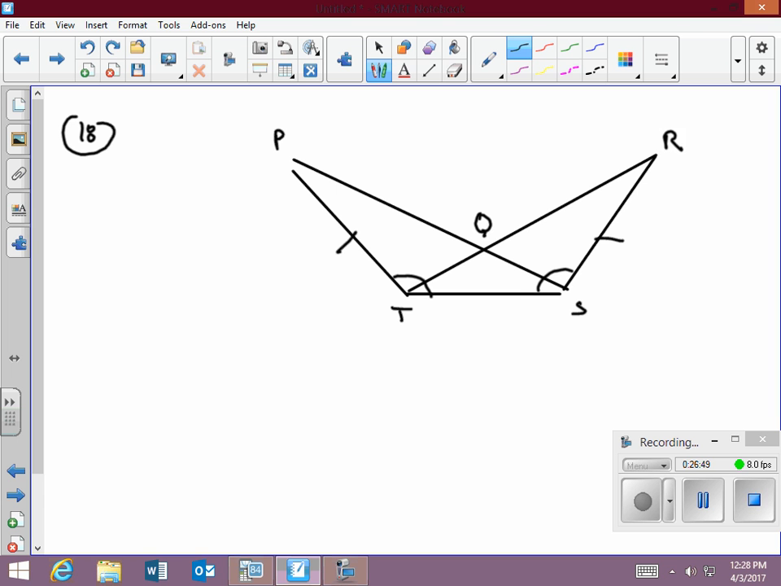The instructions are to decide whether a pair of triangles are necessarily congruent. If so, write the appropriate congruent statement and specify which congruent principle applies. Be careful not to assume something that isn't there. Now, what you can do is consider the triangle that has P, T, S. I'll just kind of draw one side. And then this triangle that has P, this one.